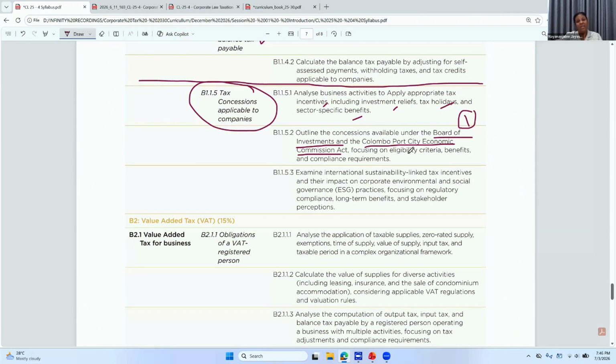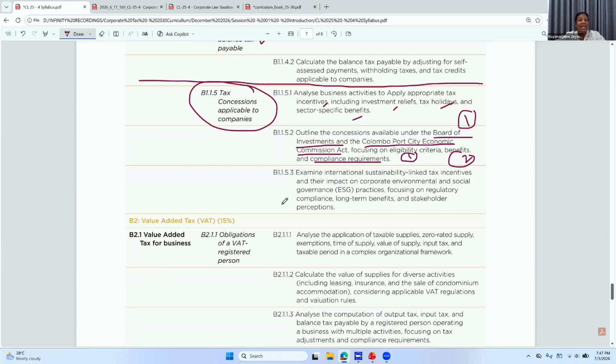Then you need to learn this because sometimes you have to give advice to the company. If you are going with this investment, what are the benefits? Then in that, focus on eligibility criteria, benefits and the compliance requirements. It's asking eligibility: who can go for Port City and BOI? What are the benefits? Obviously tax concessions, exemptions like that, or other benefits also, and the compliance requirements to sustain under that scheme, what we have to do.